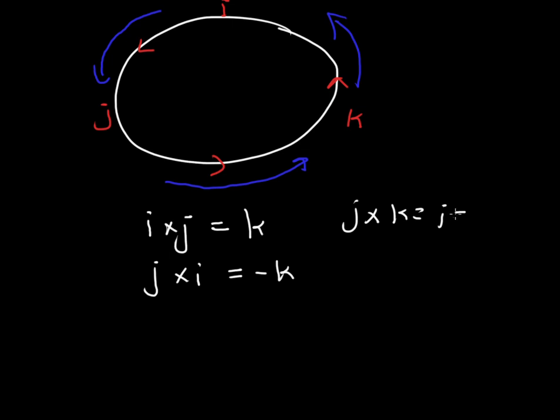K cross J will of course be equal to negative I, right? Because we are reversing the direction. This diagram is actually quite simple, and we can easily memorize it, right? From I to J to K. Now we know why the product of I, J, or K gives us values such as 0 and negative other unit vectors in the plane.